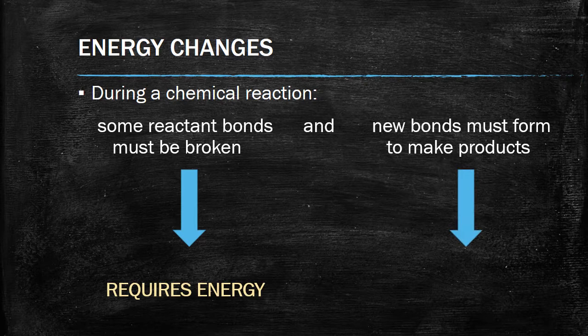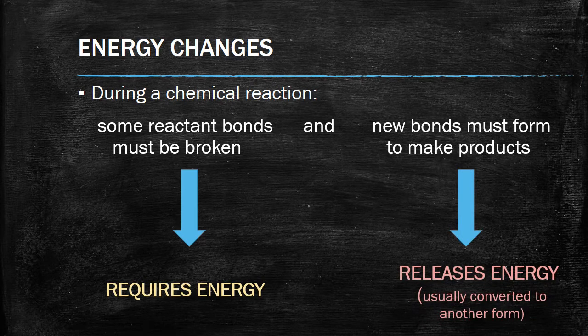In order to form new bonds to make products, it's going to release energy. So once those bonds have been broken and you have created the product, that's when you get energy released. And again, that energy released is usually converted into some other form. If it was bond energy, it might get converted to thermal energy, mechanical energy, chemical energy, whatever that energy form is, it's going to be released after the products are made.